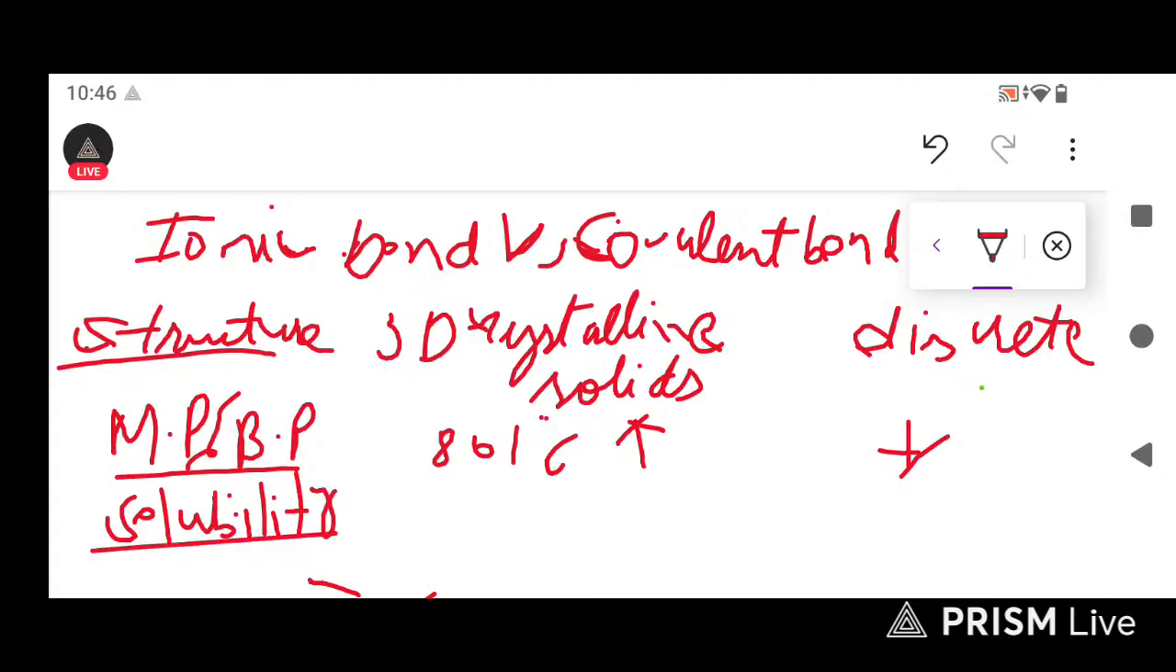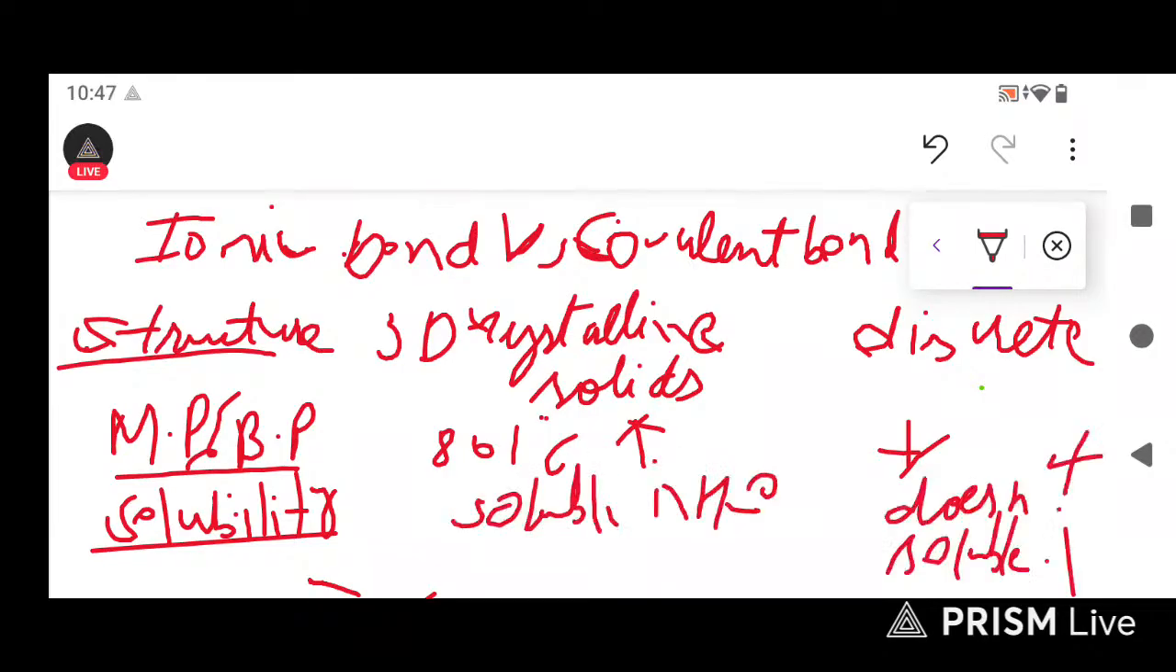If we talk about the ionic bond, it is generally soluble in polar solvents.